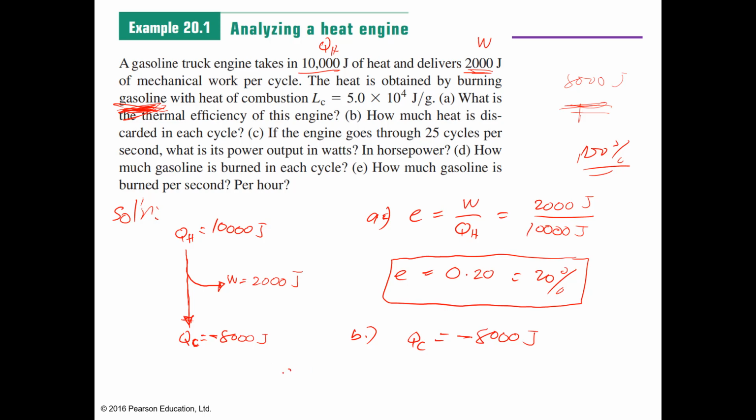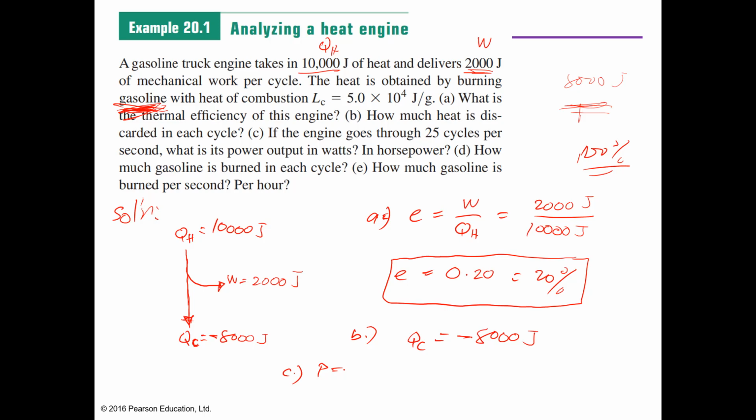For letter C, if the engine goes through 25 cycles per second, what's the power output in watts? Okay, power is equal to the work done over the time, right? Power is work over time. And since every second we have 25 cycles, meaning 25 cycles happen in your engine per second.